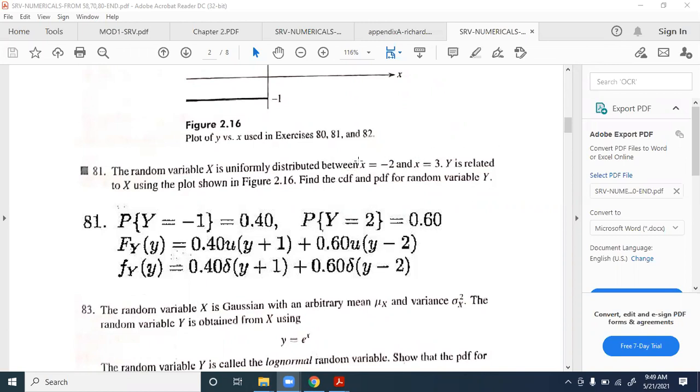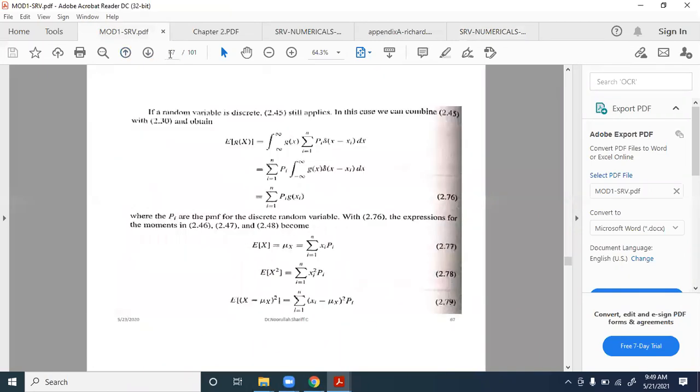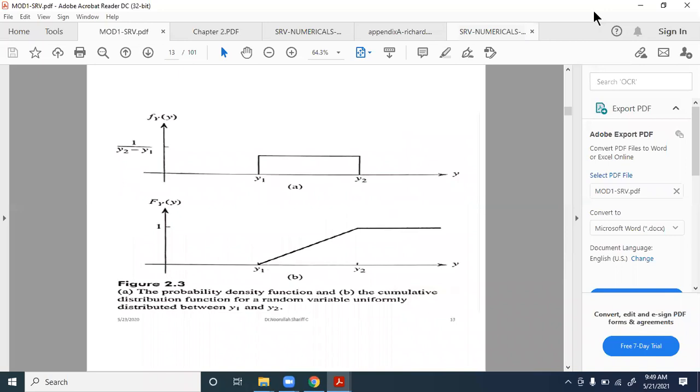So once we write the PDF of x, we can try to write the CDF of x. How do we write the CDF of x? We need to go back here and see how the CDF of x looks. In page number 13, we have the PDF and the CDF for a uniform distributed function. So this is the uniform distribution function, right?